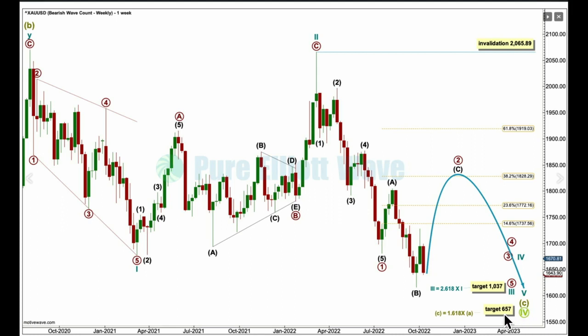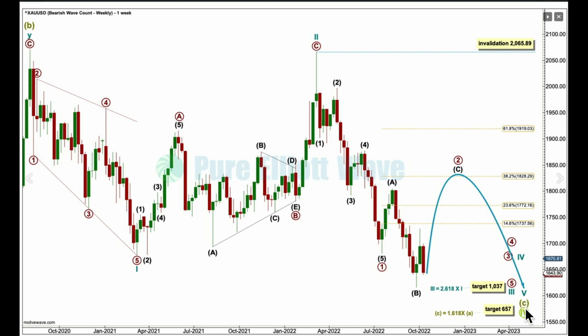That's so that Supercycle C will avoid a truncation and a very rare running flat. The target would see that achieved. This is a common Fibonacci ratio between waves A and C of an expanded flat. At 657, Supercycle C will reach 1.618 the length of Supercycle A. That target is years away yet.